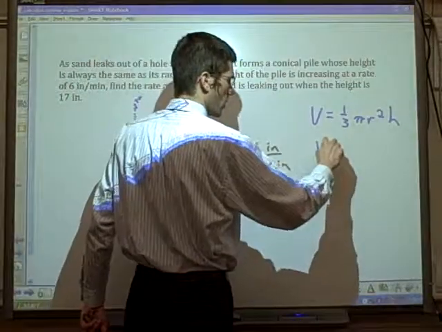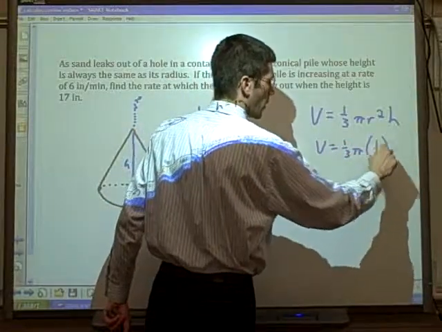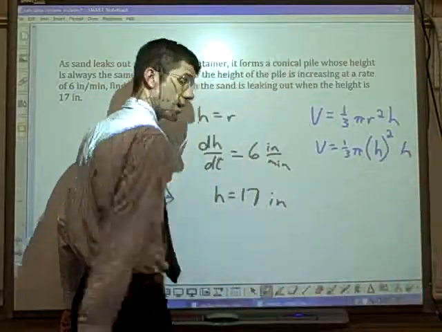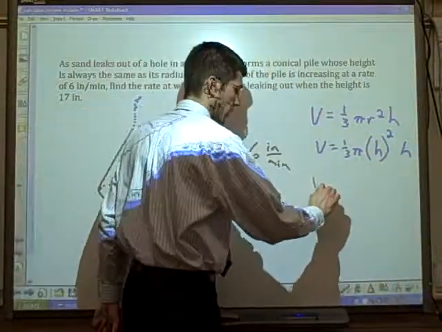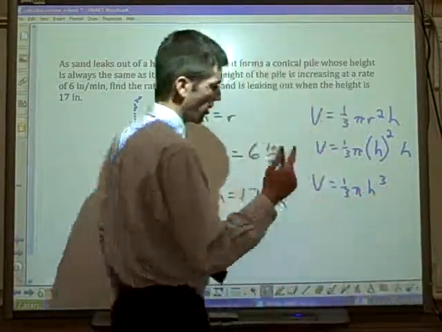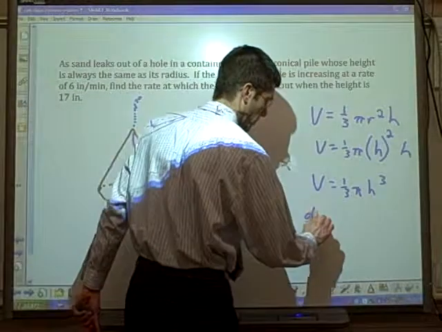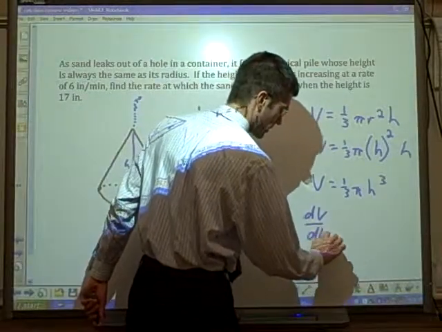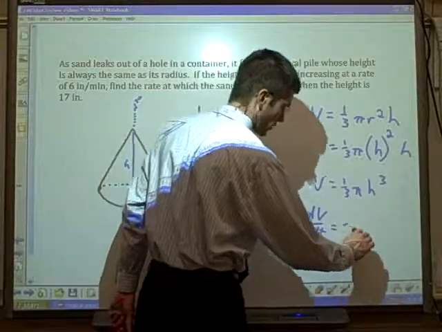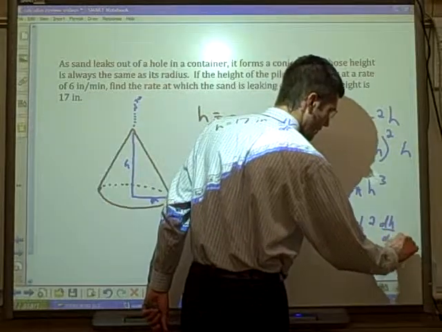And so volume equals 1/3 pi r squared h. That step is somewhat unnecessary because you can see where this is about to go. 1/3 pi h cubed. All right, we are ready to take a derivative now with respect to time. We'll just put this up here really quick. dV/dt equals 1/3 times 3, that's 1, times pi, that's pi, h squared, dh/dt.